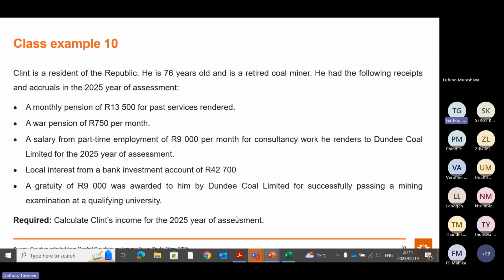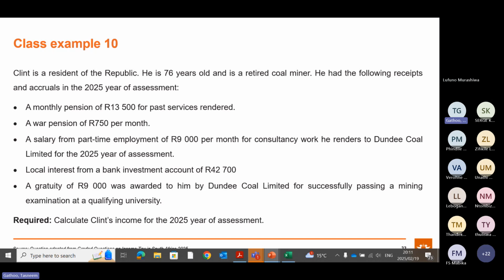Okay. Then that brings us to the last question for today. We're calculating Clint's income for the 2025 year of assessment. Clint is a resident of the Republic. He's 76 years old and he's a retired coal miner. He had the following receipts and accruals in the 2025 year of assessment.